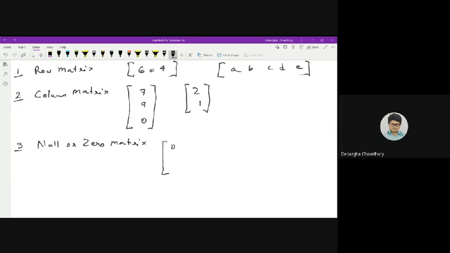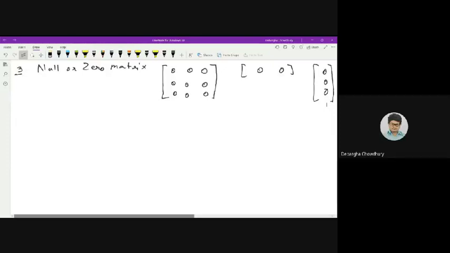See, suppose this matrix contains only zero. So see, it is a three row and three column matrix, right? It is having three rows and three columns, but the elements are only zero. Or suppose this or this. These all are examples of null matrix or zero matrix. Now, the fourth type is a square matrix.